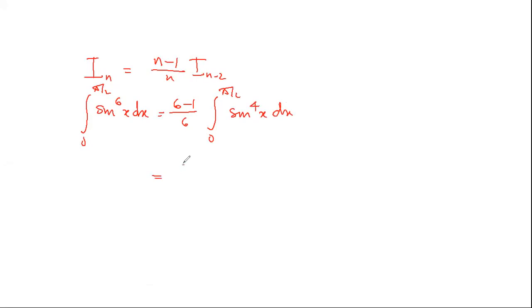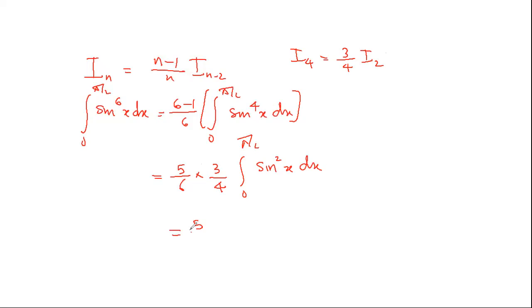Yes. So it became 5 by 6. Again, I'm going to apply the same formula. I4, what will be I4? 3 by 4 into I2. So it became 3 by 4. When I put n as 4, it is 3 by 4, correct. 0 to pi by 2, sine square x dx.